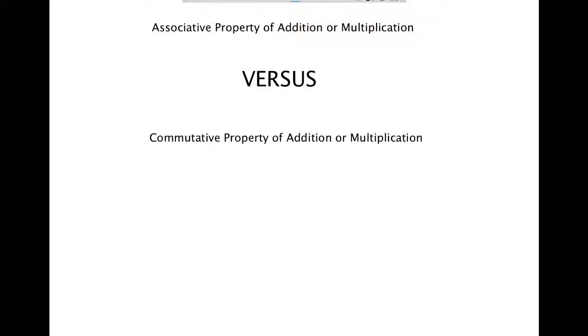Okay, we're going to wrap up this 1-2 with a little bit of a discussion about the associative property of addition or multiplication versus the commutative property of addition or multiplication. Now, that's not to say that it's like one of these versus battles.